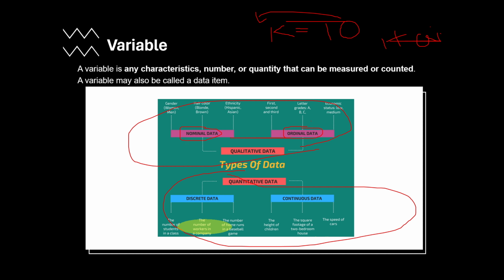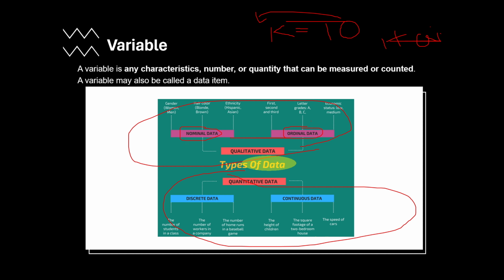The number of workers in a company, 600. The number of home runs in a baseball game or in football, 30, 46. That's all discrete data. And continuous data keeps changing. For example, the height of children.